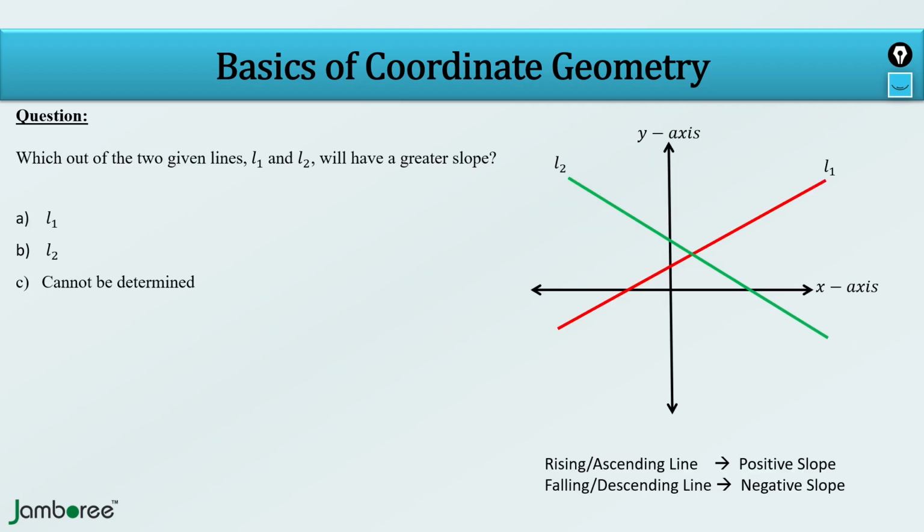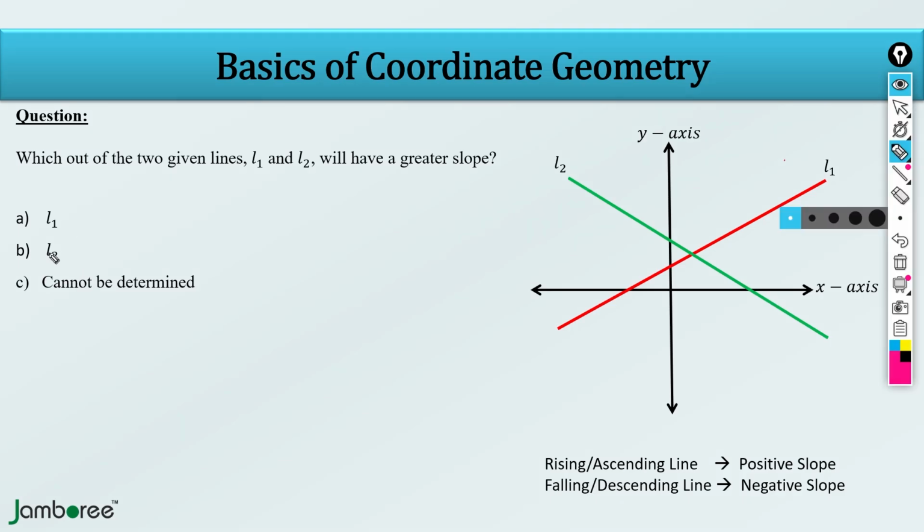Now as we go back to our initial question, we can see L1 is a rising line, so slope would be positive, and L2 is a falling line, so slope would be negative. Hence, the answer to the question is A. L1 will have a greater slope.